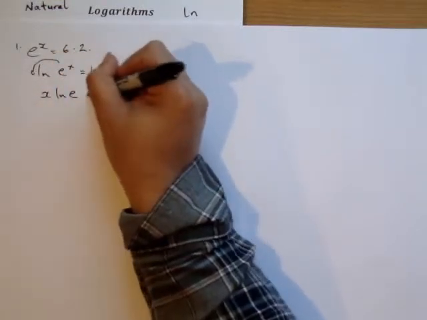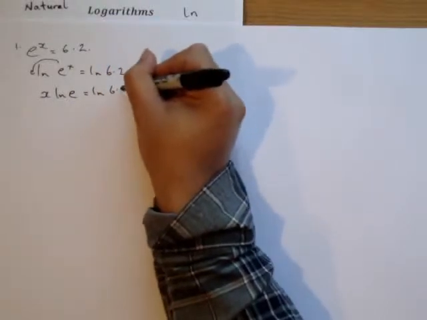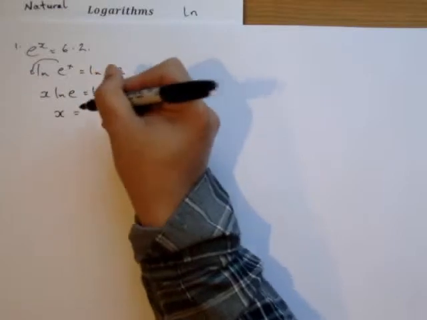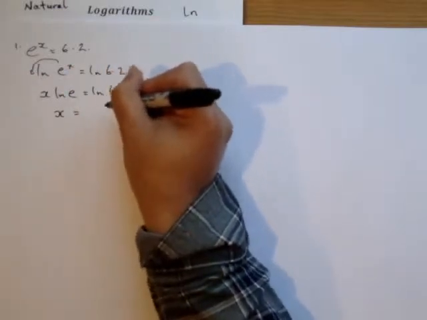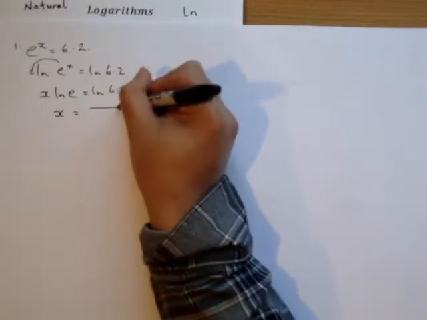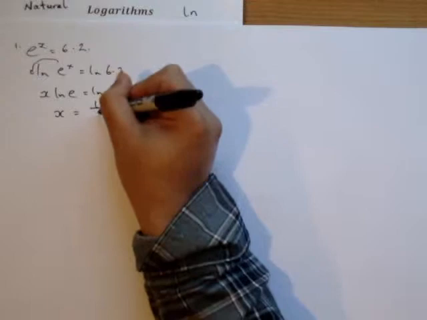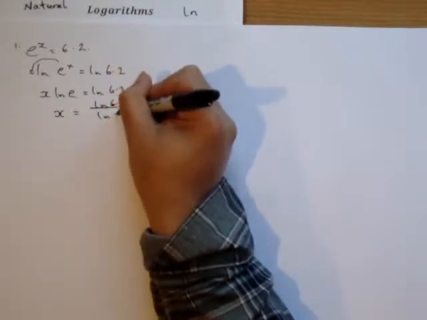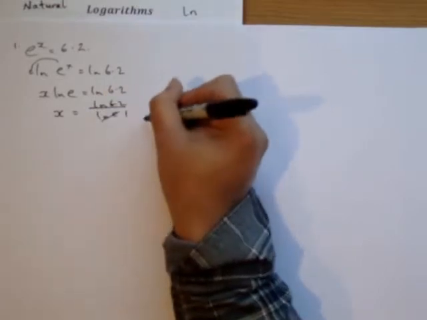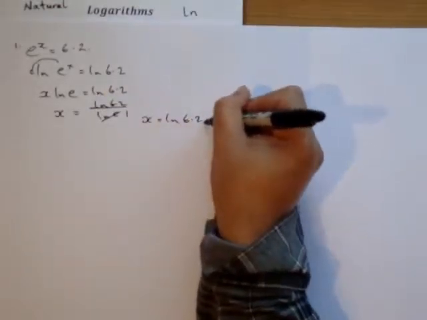equals the natural log of 6.2, and then bring the natural log of e to the other side, and that becomes the natural log 6.2, and the natural log of e is essentially 1. So x equals the natural log 6.2.